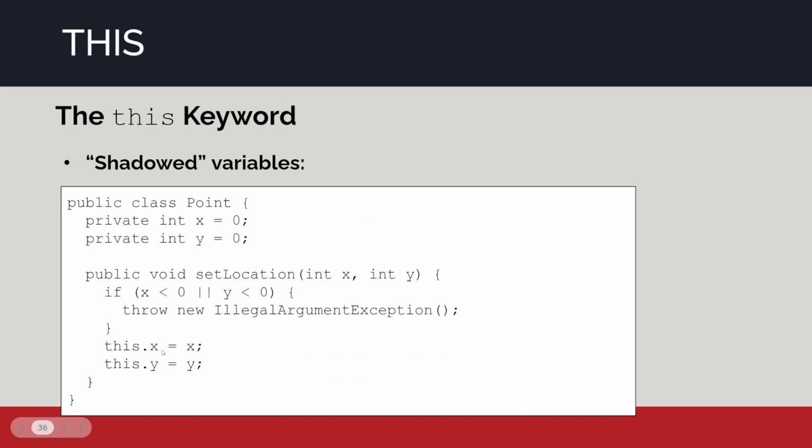If I just prefix the x here and the y here with this dot, then Java knows, oh, you mean the this one, which means the one in the current object. So the x without the prefix, that's the parameter that's passed in. The one with the this dot prefix, that is the x on this current object in the class.